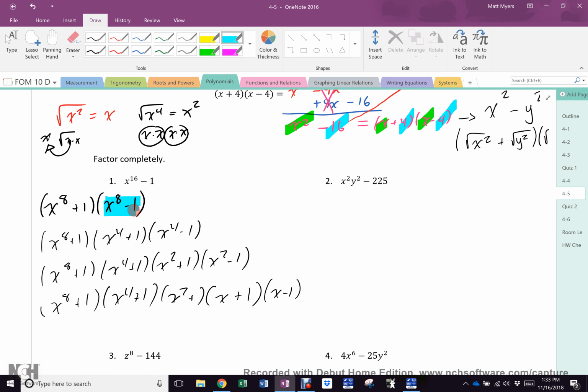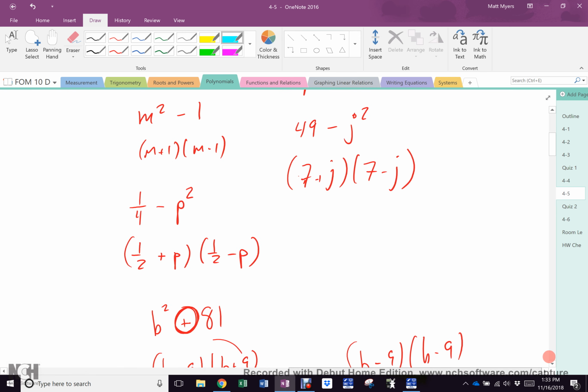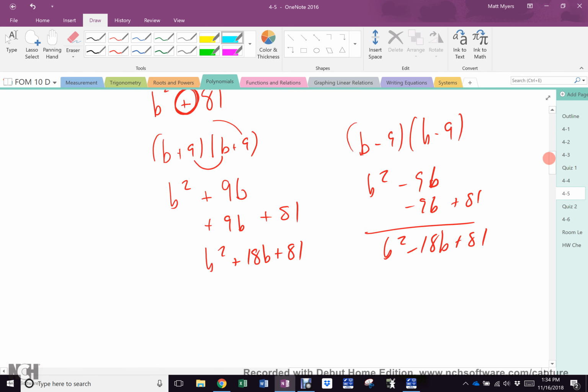Just like if I gave you 40 over 72. Your first simplification would be 20 over 36. Would you stop? No, because you would need to go to 10 over 18. Would you stop? No, because you would need to go to 5 over 9. Okay? Why didn't we do that to x to the 8th plus 1? Why didn't we do that to the plus ones? Because I just showed you on this whole page why you don't do it to the plus ones. Remember?